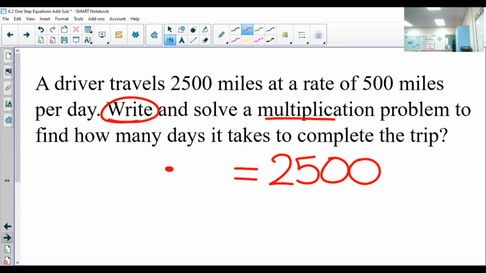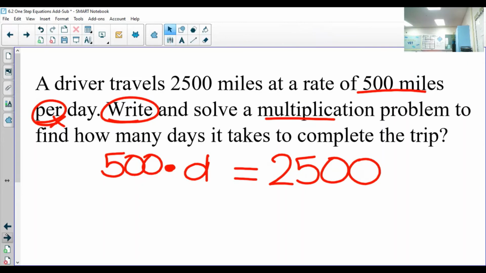Okay? Now let's look at what it says. We're traveling at a rate of 500 miles per day. Well, I know per means to multiply. And I know I'm multiplying right here. So it's going to be 500 miles times however many days I travel. So that's step 1, is to write the equation.